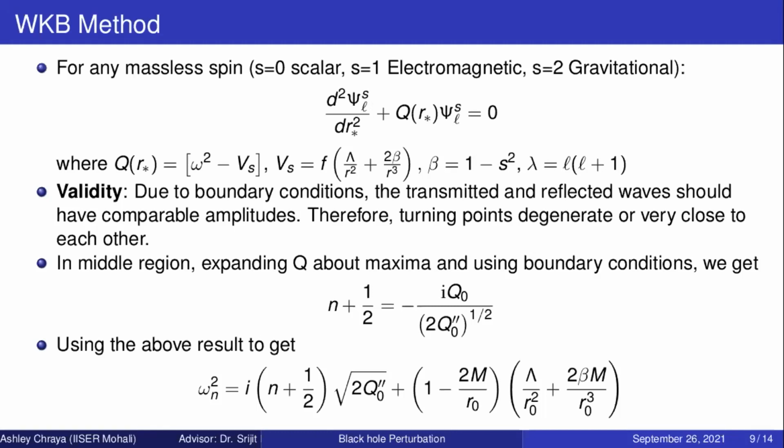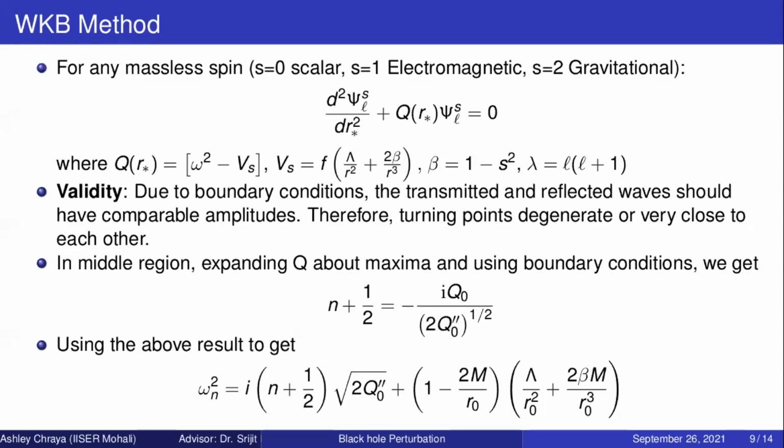So in the middle region, we will expand Q around its maximum point. We can expand it to the second order, or third order, or sixth order, on any order which we like. Here I have expanded Q to the third order, and using the boundary conditions which I have described earlier, the final result which we get is that n plus half is equal to this. Q at maximum I have denoted as Q naught.